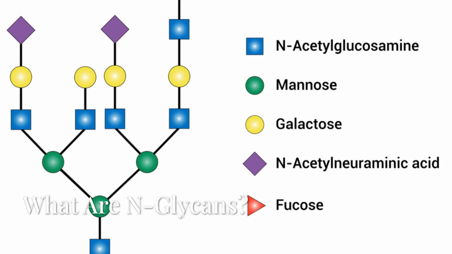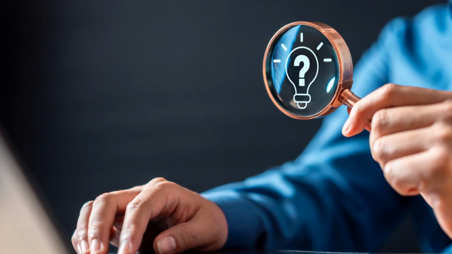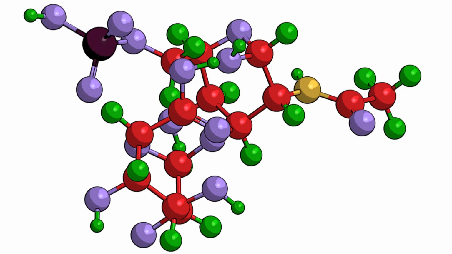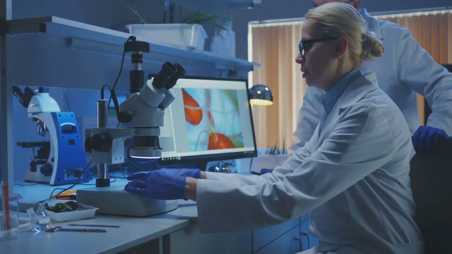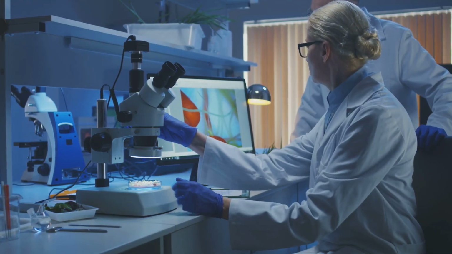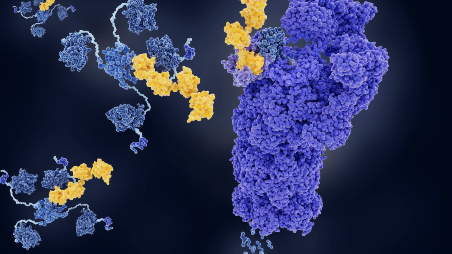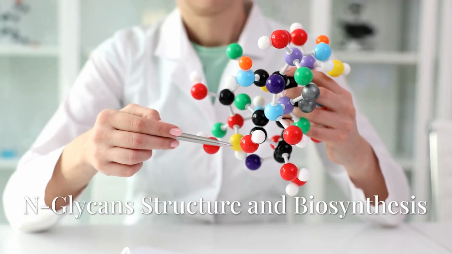What are N-Glycans? So, what are N-Glycans and why are they so important in biology? Well, N-Glycans are complex carbohydrate structures that are attached to proteins through the nitrogen atom of asparagine residues. This relationship between N-Glycan structure and biological significance is central to how proteins fold, traffic, and function in living systems.